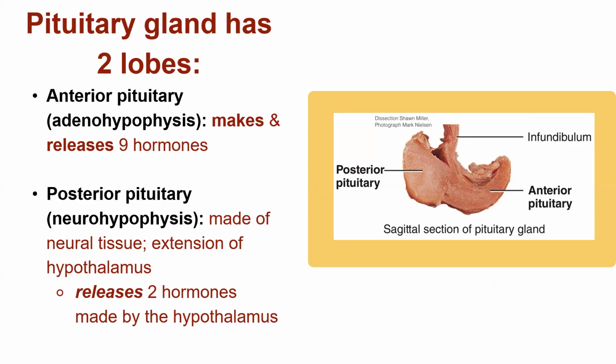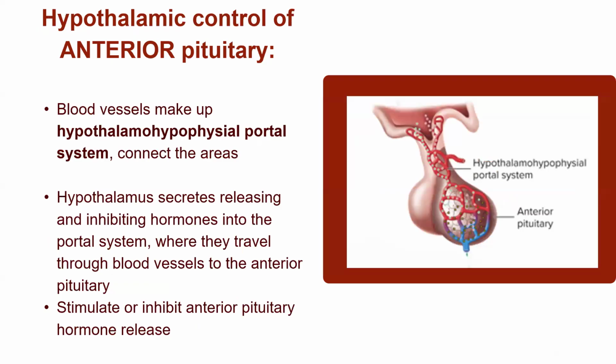And so the posterior pituitary only releases two hormones. It does not make any of its own. The hormones located in the posterior pituitary are made within the hypothalamus and are stored in the posterior pituitary. Our hypothalamus is really in charge of when our anterior pituitary secretes hormones or does not secrete hormones.